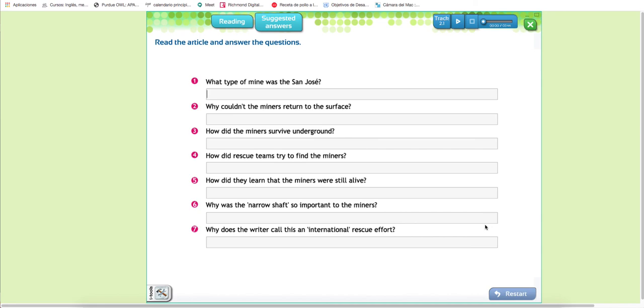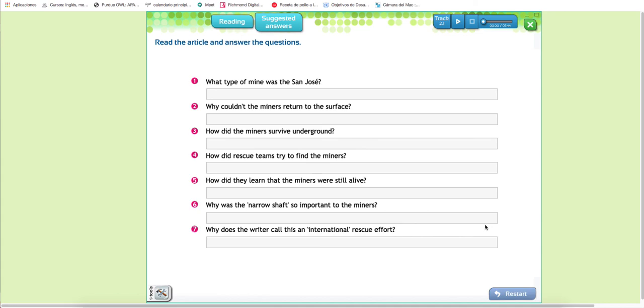I have it. Okay, go ahead. Yeah, the narrow shaft is important to the miners because through this route they could send messages and videos and things like that. I didn't understand very well. Yeah, because they send things, like the way to communicate themselves with the outside. What is the meaning of narrow shaft?